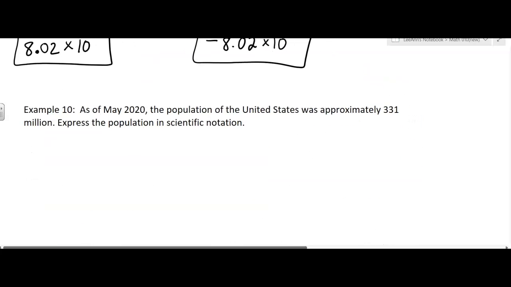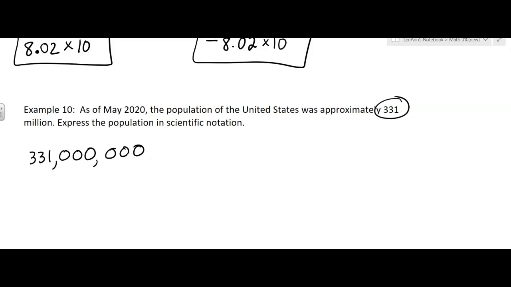Okay, so we have one more problem with this. As of May 2020, the population of the United States was approximately 331 million. Okay, so what does that look like? 331 million. So there's thousands and there's hundreds. So hundreds, thousands, millions. Okay.